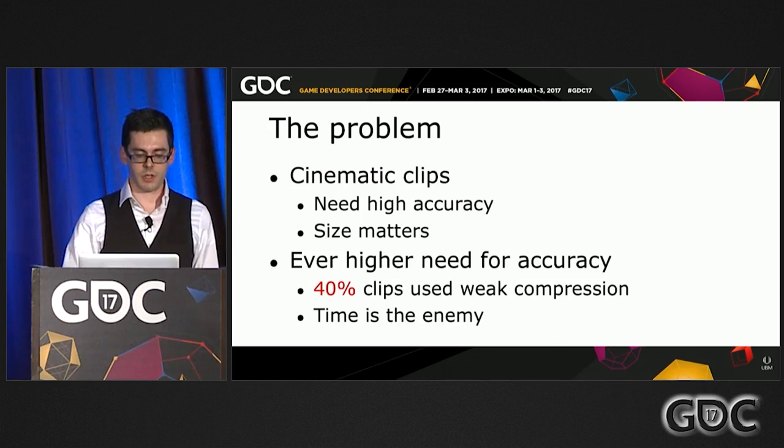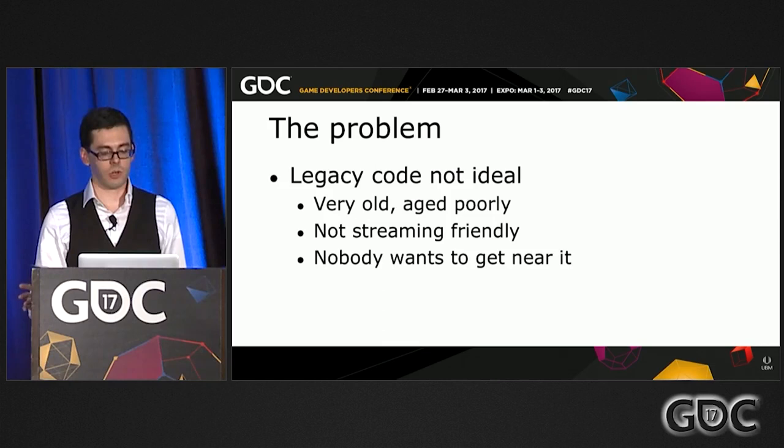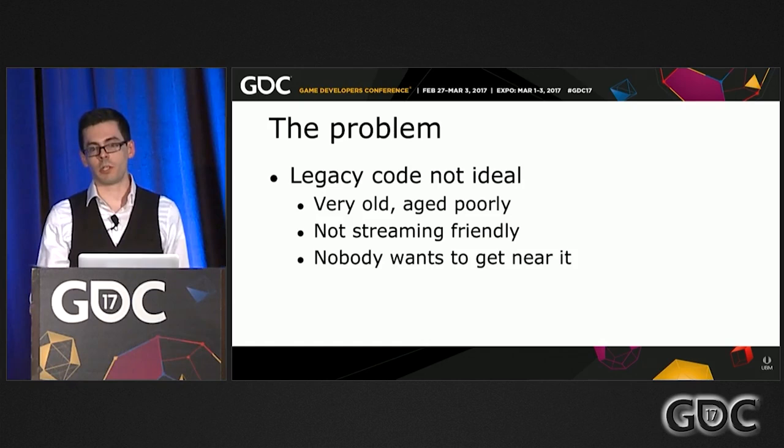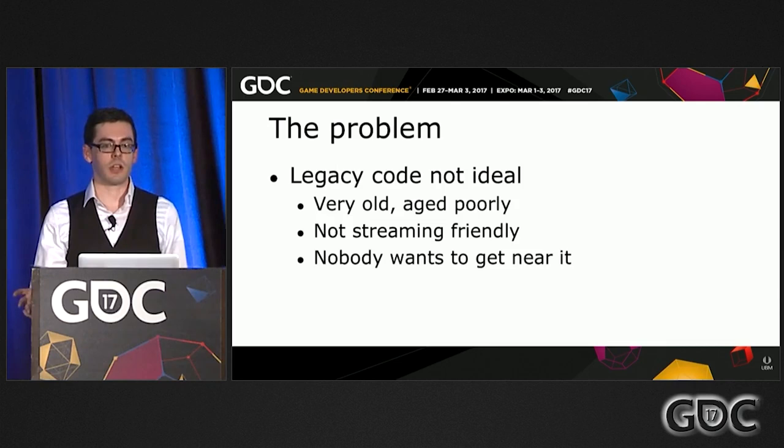But unfortunately, the legacy code was not quite ideal to work with. By virtue of being very old, it aged somewhat poorly, like a lot of code tends to do. And sadly, the data format was not streaming friendly, so we couldn't use it as a technique to fix our issues with cinematics. We needed a new approach. And last but not least, nobody really wanted to get near it. The code was in a state where it wasn't particularly friendly, and a number of people had tried in the past to improve on it and failed to significantly do so.